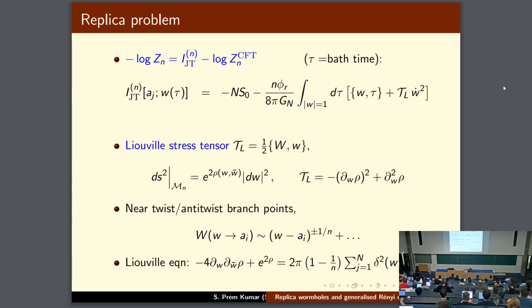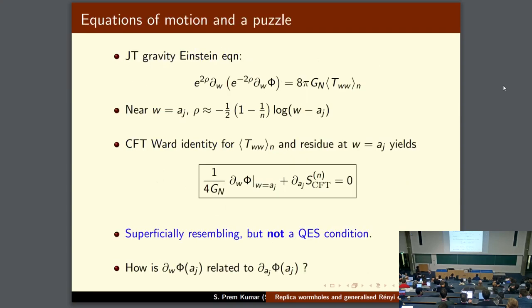Now, the key point is that near the branch points, which we can think of as insertions of twist or anti-twist operators in the CFT, this map has a branch point singularity. So it has a singularity of this type, (w minus a_i) to the power plus or minus 1 over n, where n is the number of replicas. The plus and minus tell us whether there is a twist operator or an anti-twist operator insertion. And this behavior of the map then tells us that the conformal factor obeys a Liouville equation with punctures, or delta functions on the right-hand side, with coefficients which tell us the opening angles. So at the location of each of the branch points, we've got a delta function source that corresponds to a conical deficit state with some opening angle. So you want to solve this Liouville equation for the conformal factor.